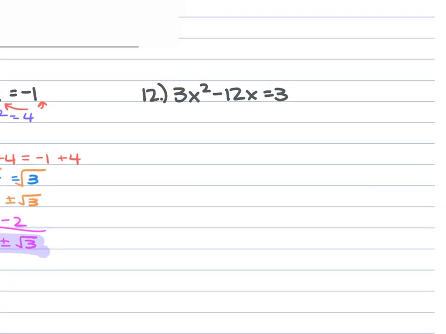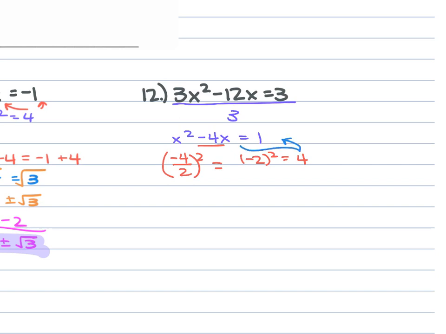For 12, we have 3x squared minus 12x is equal to 3. So we're going to divide everything by that 3 to get x squared minus 4x is equal to 1. Our b is negative 4. So we're going to have b over 2 squared, which is negative 4 over 2 squared. That gives us negative 2 squared, which is 4.